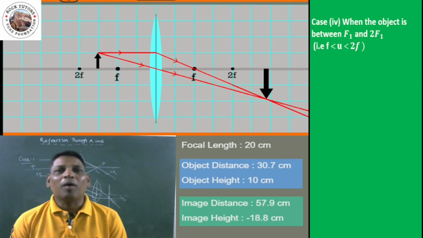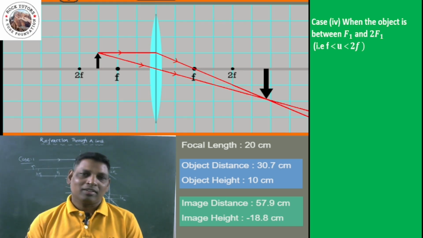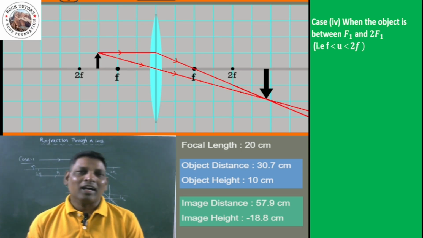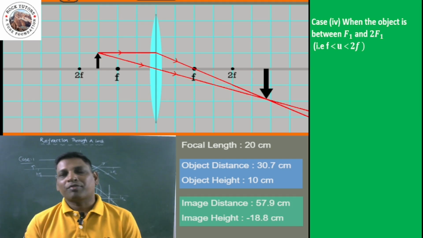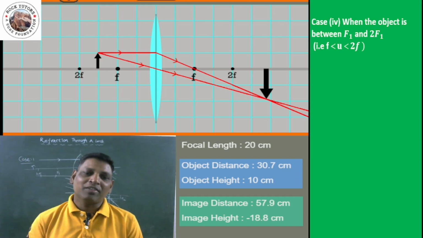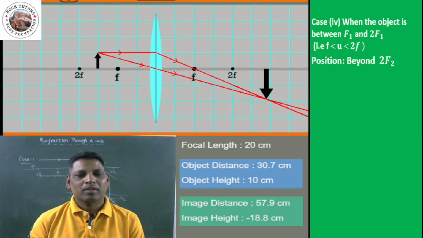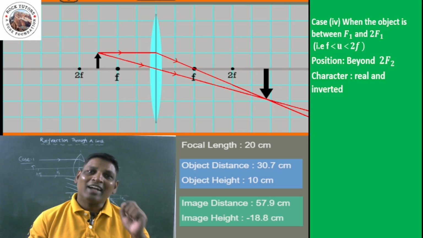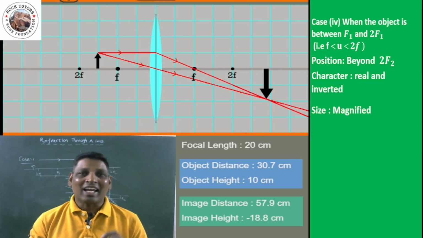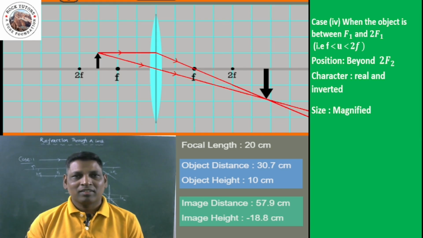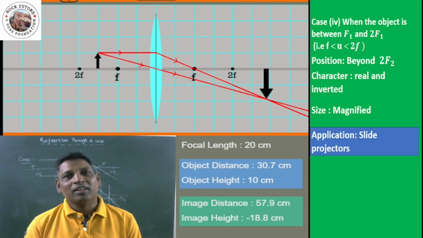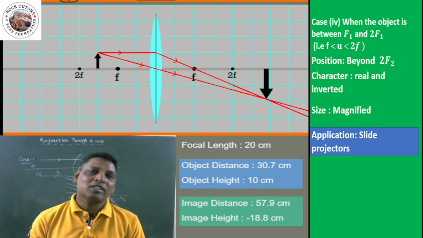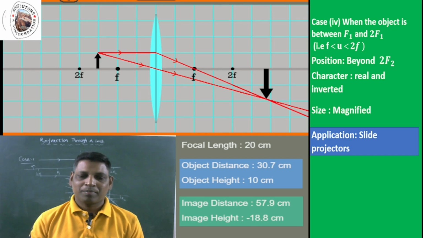So when we keep the object between F1 and 2F1, we get the image beyond 2F2 and of large, magnified size. Position beyond 2F2, character real and inverted, size magnified. Application of this lens: slide projectors use this type of lens.